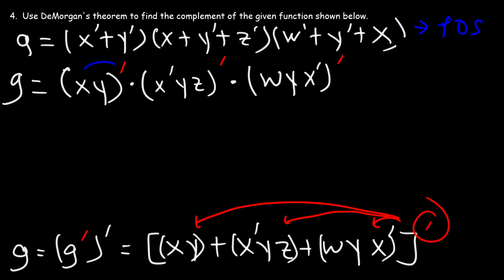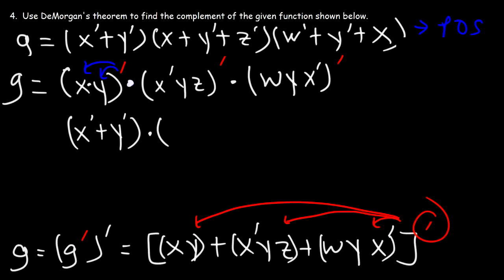Now let's distribute the complement symbol to the variables inside the parentheses. The multiplication symbol outside of it is unaffected by this complement. Only the stuff that is inside the parentheses will be affected by that complement. So X becomes X prime. The multiplication symbol between X and Y becomes an addition symbol, and Y changes to Y prime.